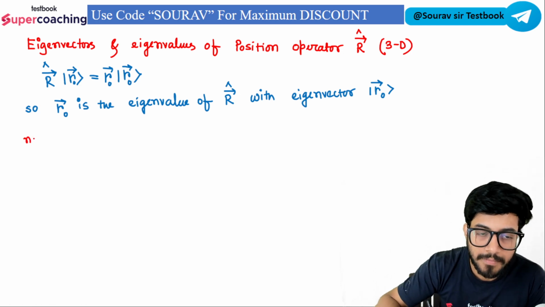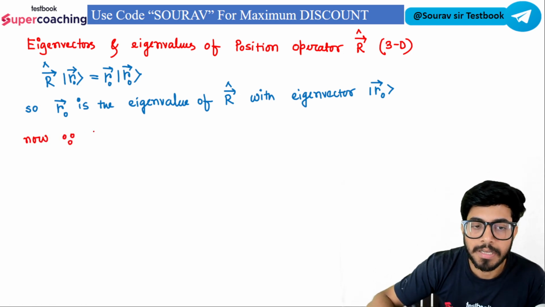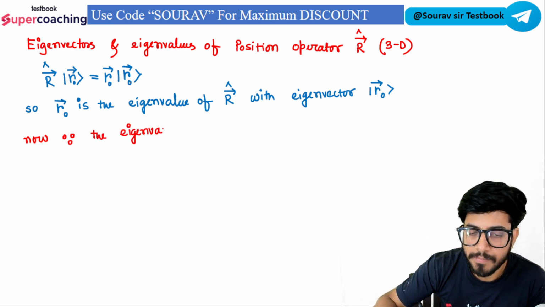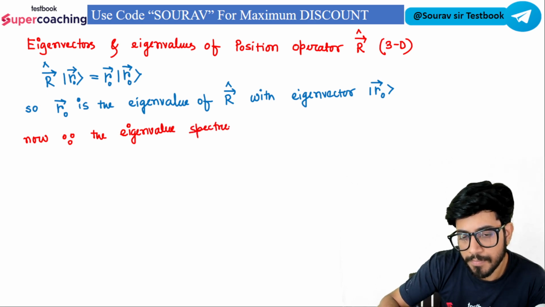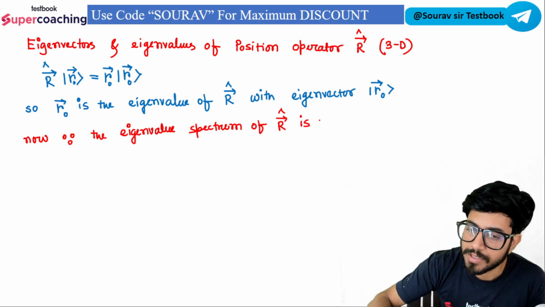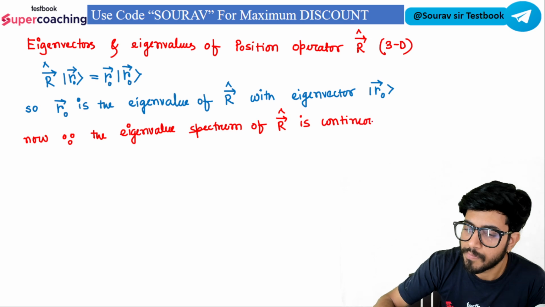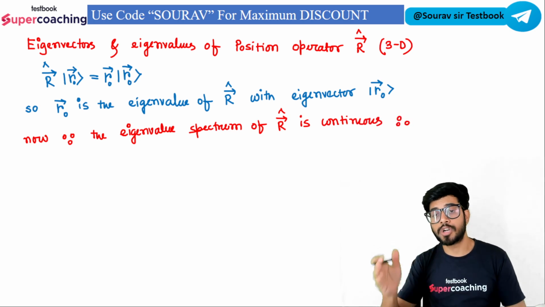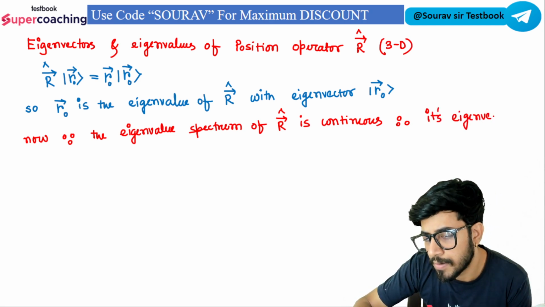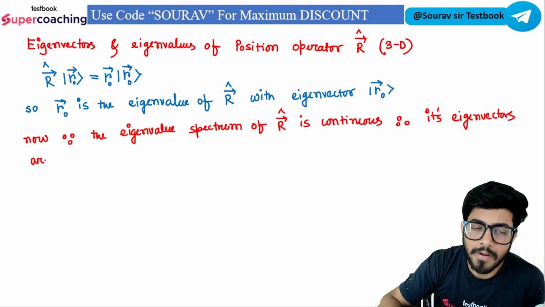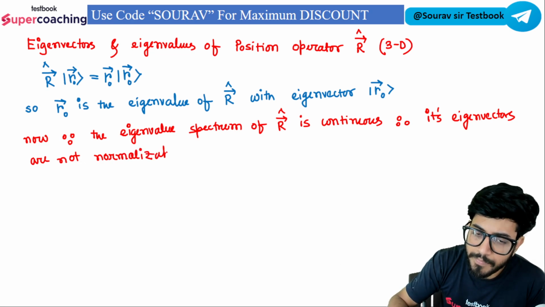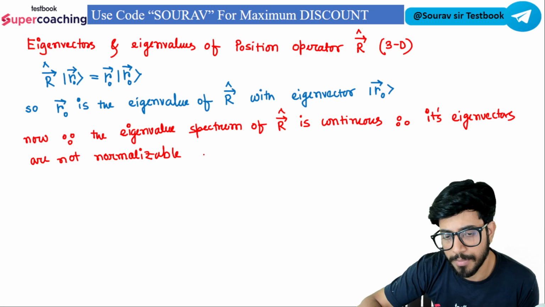Now, since the eigenvalue spectrum of R vector operator is continuous, therefore its eigenvectors are not normalizable, though they satisfy closure property.